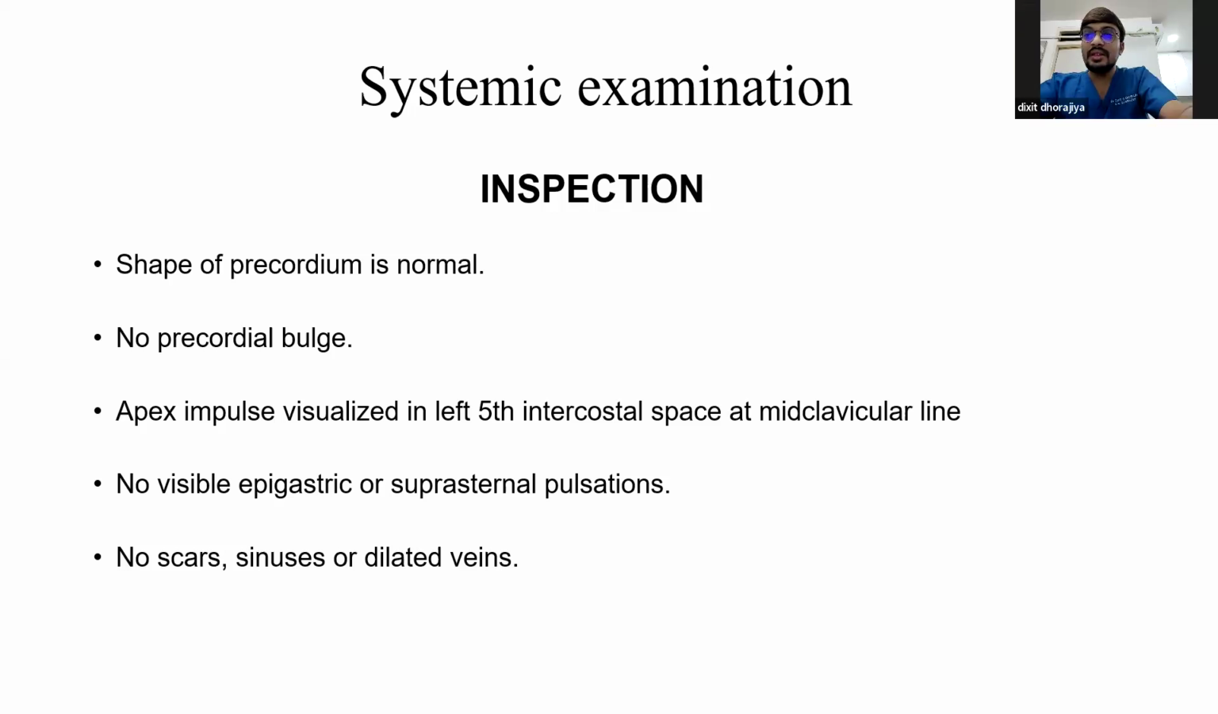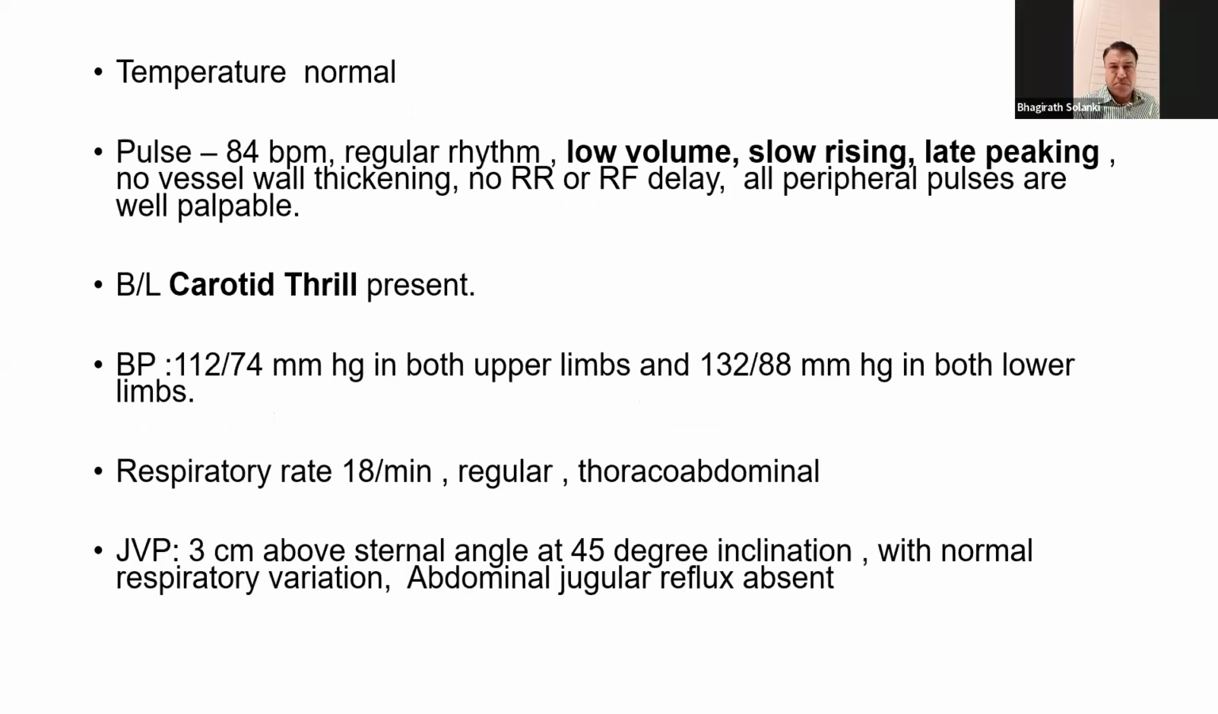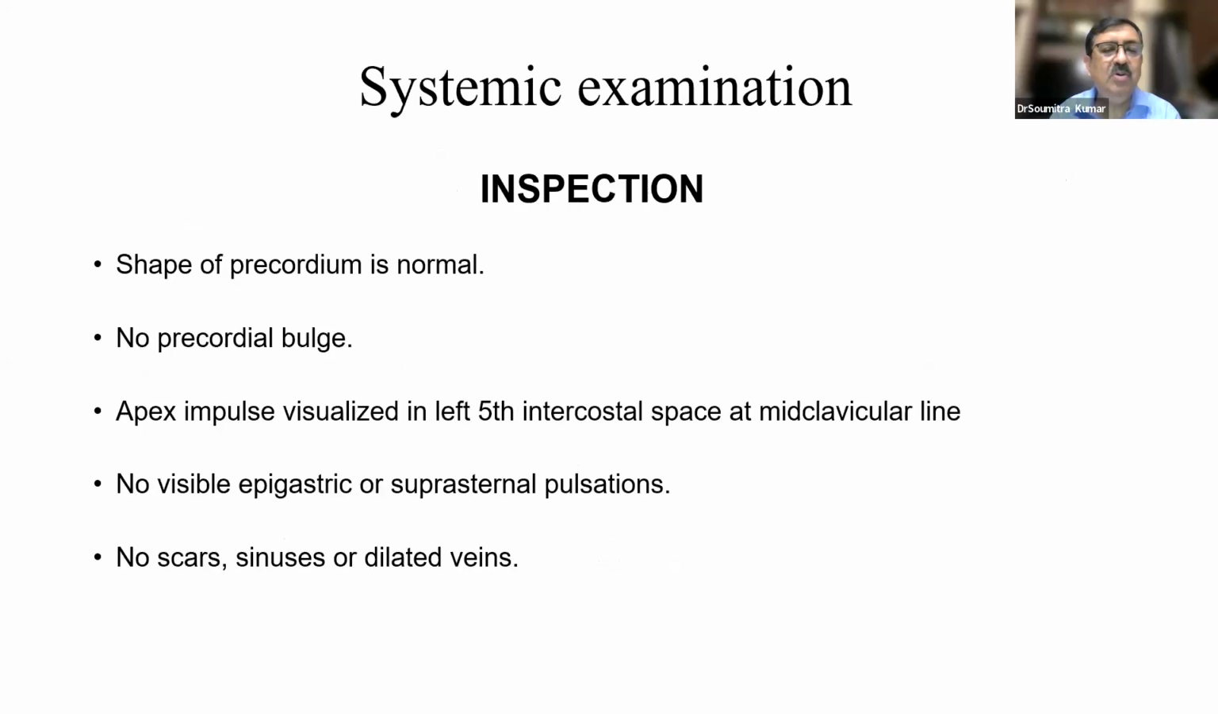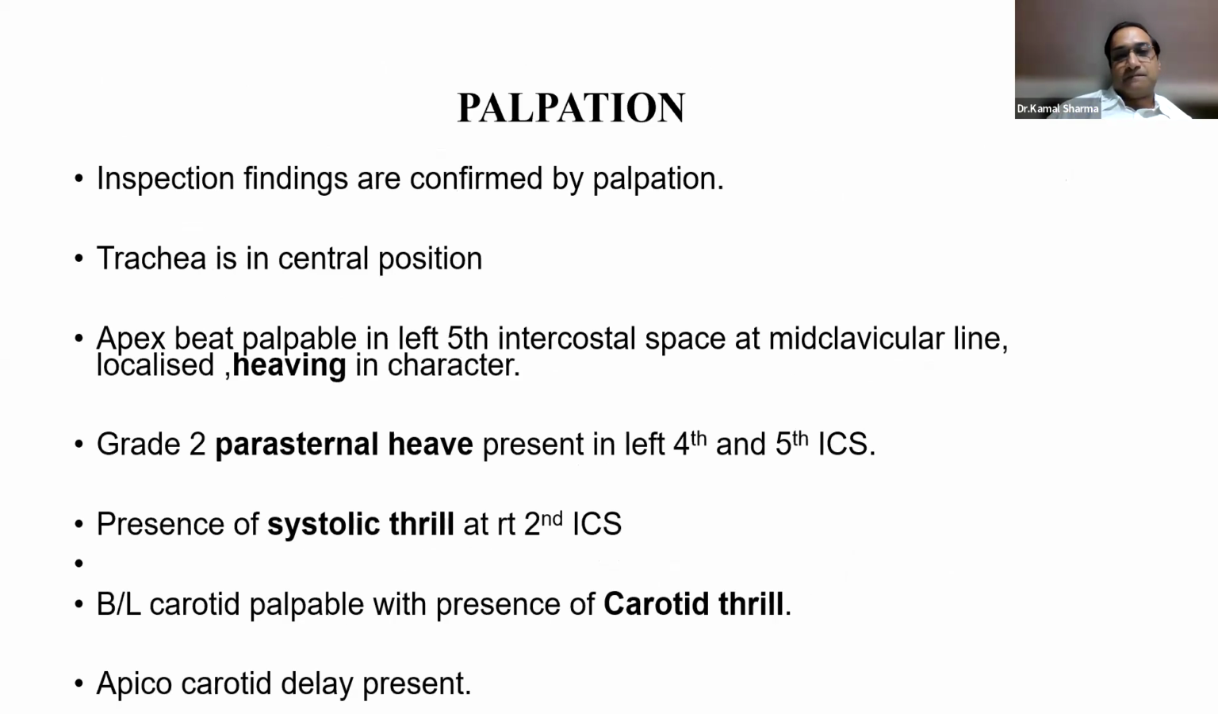So apex was visible. What about the upper limb, lower limb blood pressure difference? Sir, it is about 20 millimeter of mercury in systolic and 14 millimeter of diastolic. Sir, it is maybe due to peripheral augmentation of the systolic blood pressure. Is it normal or abnormal? Dikshit, I'm asking, is it normal or abnormal? Normal, sir. Okay, proceed. I think you can skip the next slide also. More important is the palpation. Next slide.